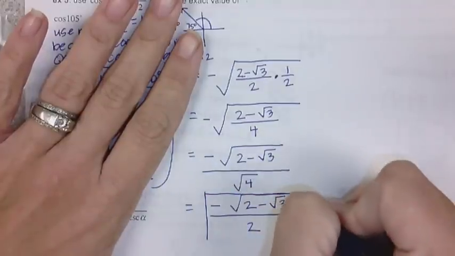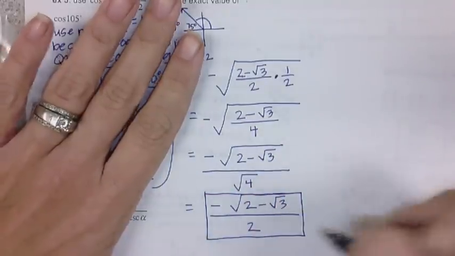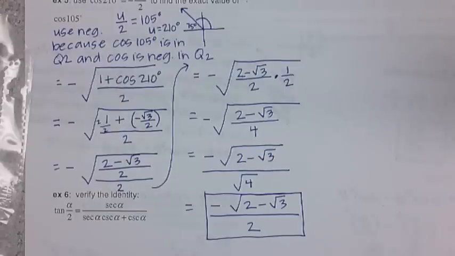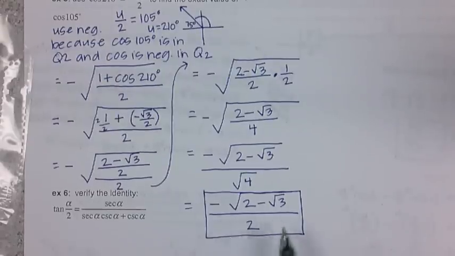So if you plug this into your calculator, you'll get a decimal, and if you plug in cosine of 105 into your calculator, you'll also get a decimal, and you'll also appreciate those special triangles.